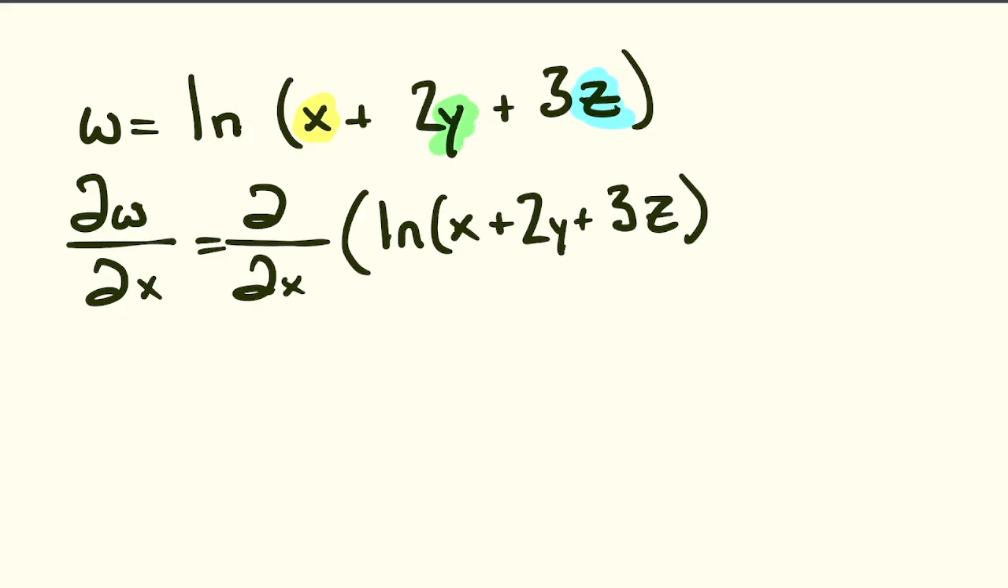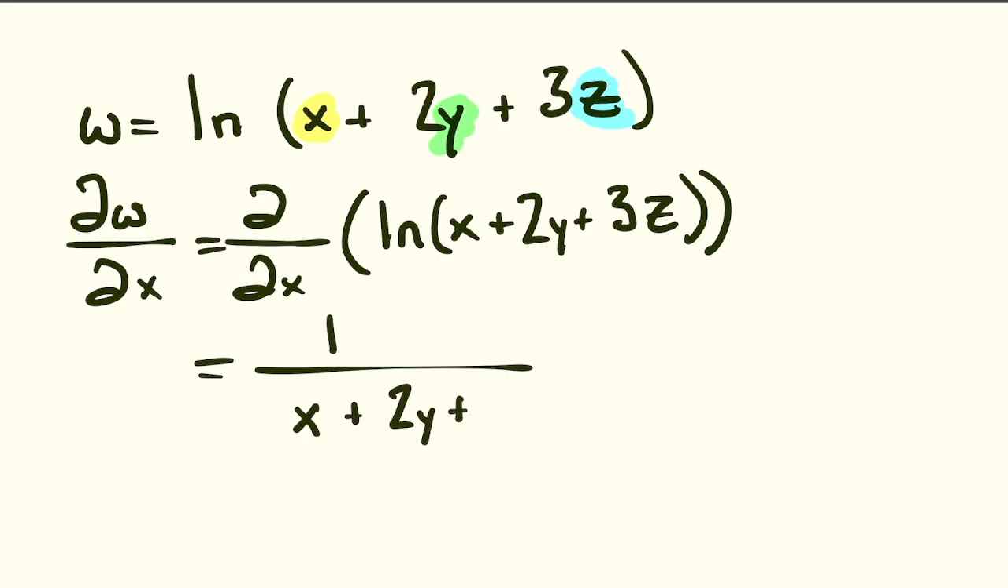So in this case, what we're going to do is treat our other variables, our y and z in this case, just as constants. So we're going to fix them, and we're only going to focus on x. When we take the derivative of natural log of something, the derivative is 1 over that something. So 1 over x plus 2y plus 3z.